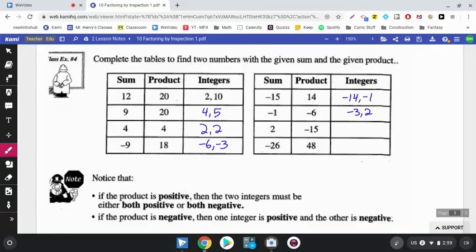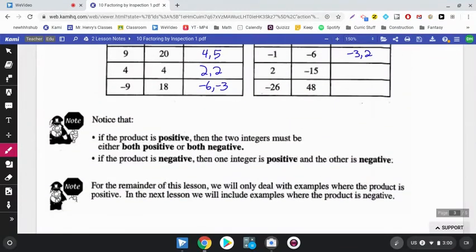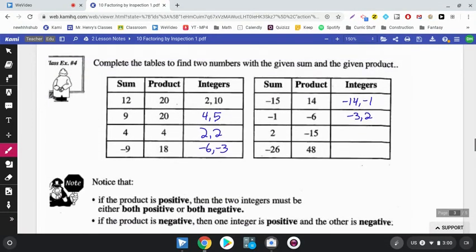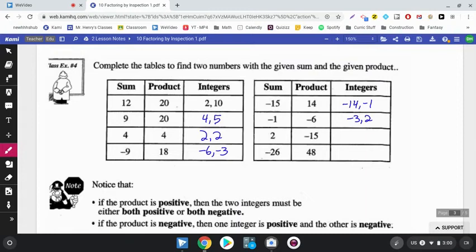It says, if a product is positive, then the two integers, or the two numbers I'm looking for, must be both positive or both negative. It just means that they're both the same sign. If the product is negative, then I'd have one positive and one negative. So that's really convenient, right? It'll allow me to right off the bat figure out what my signs are going to be. For the remainder of class, we're only going to look at examples where the product is positive. Next lesson, we'll add some more complicated ones.